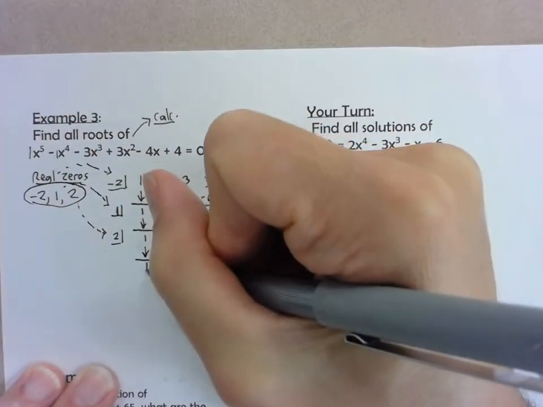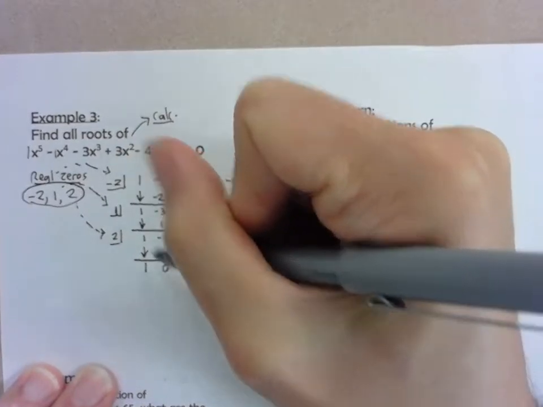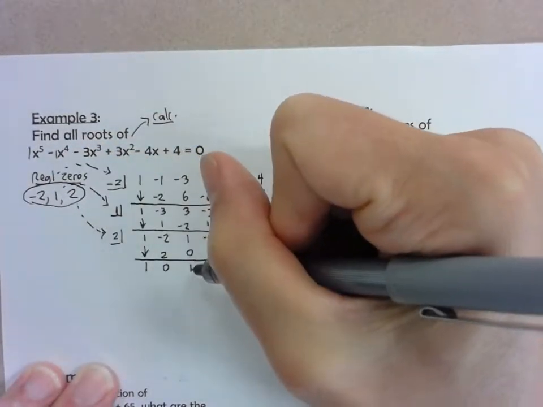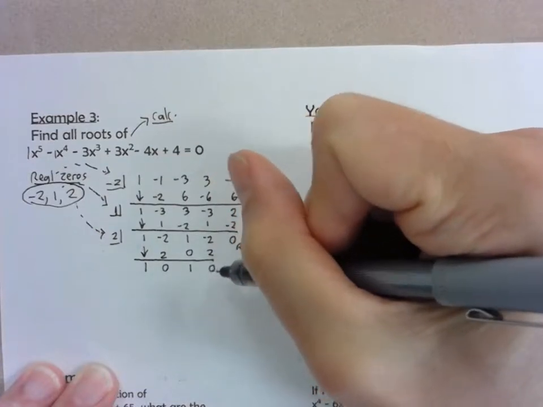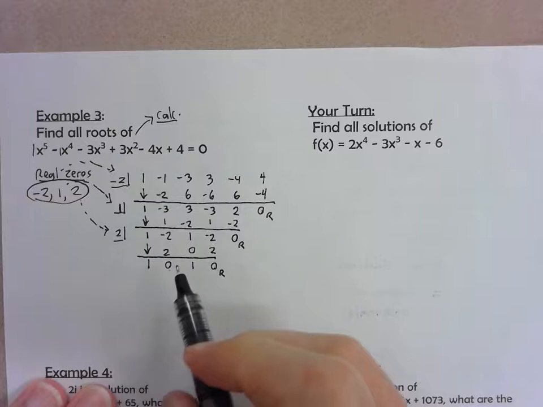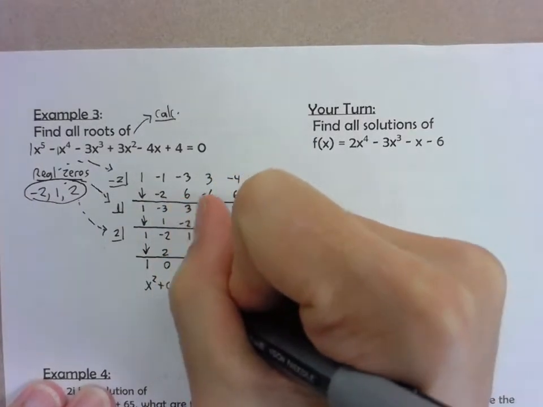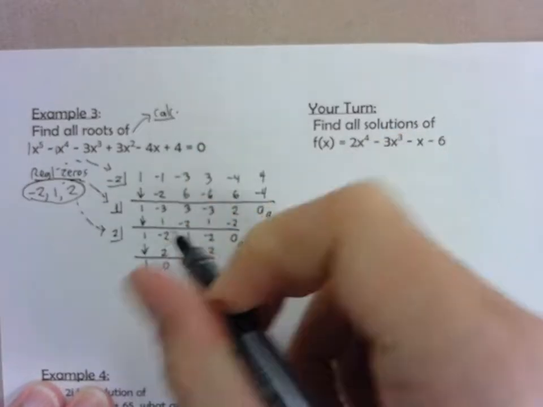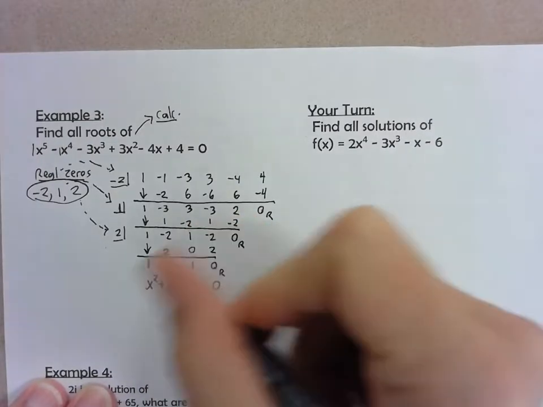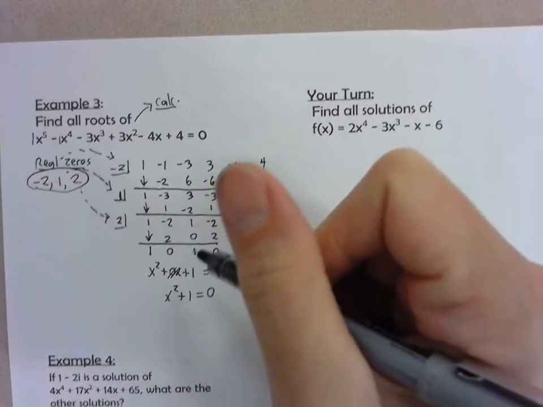Bring down the 1. 1 times 2 is 2. Those add to 0. Those multiply to 0. 1, 2, and your final remainder is 0. And on this problem, we have x squared plus 0x plus 1 equals 0. And remember, when there is no middle term, you can just say x squared plus 1 equals 0 and solve it by subtracting and taking the plus or minus square root.